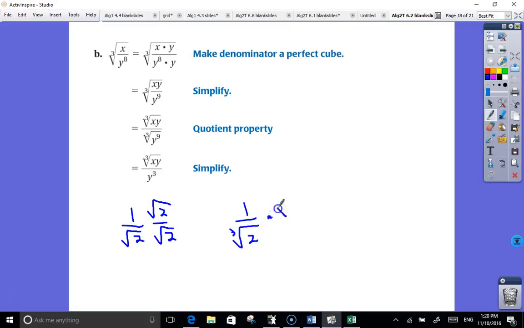I would have to multiply by the cubed root of 2 squared over the cubed root of 2 squared. When I put that together, I'm going to get the cubed root of 2 to the 3rd, and now the denominator simplifies. That's 2. So you have to think a little more than just multiplying the top and bottom by the denominator. It doesn't work that way.